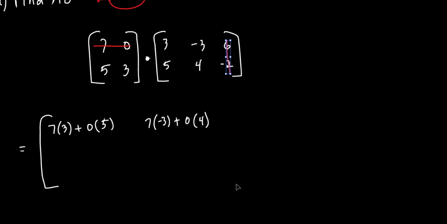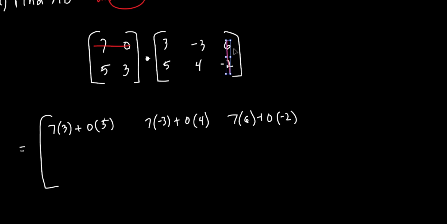We're going to do the same thing, but we're going to take that first row again, and then I'm going to multiply it by the third column. Let's do the same thing. 7 times 6. Oops, keep forgetting to turn it back to white. All right, 7 times 6 plus what? 0 times negative 2. Everybody good?